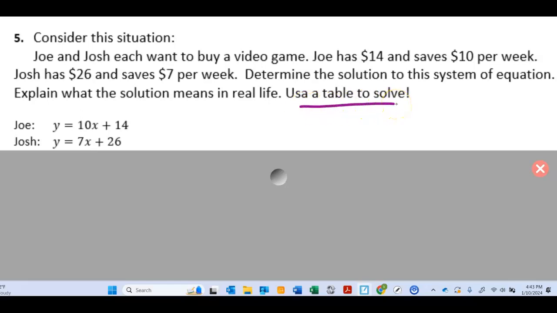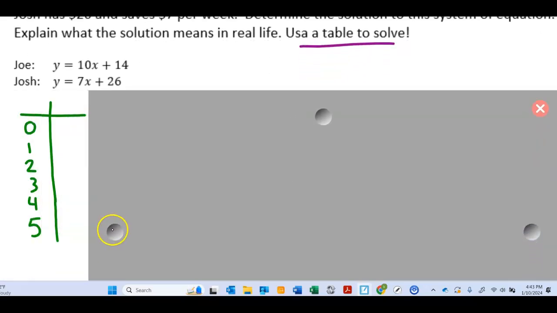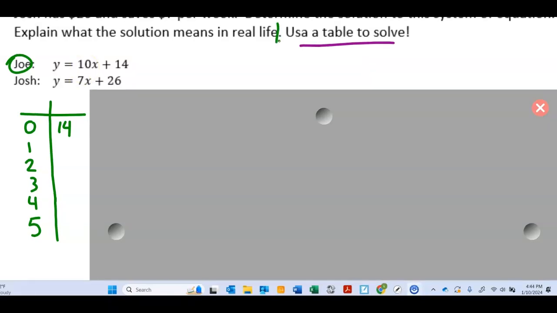So when we're looking at Josh and Joe, we're looking at creating a table. So here's Joe. Okay? Joe's green. He goes up, we've got 10x plus 14. So if I put 0 in for my x, 10 times 0 is 0, add 14, I get 14. Great. If I put 1 in, I've got 10 times 1, that's 10, plus 14 is 24.